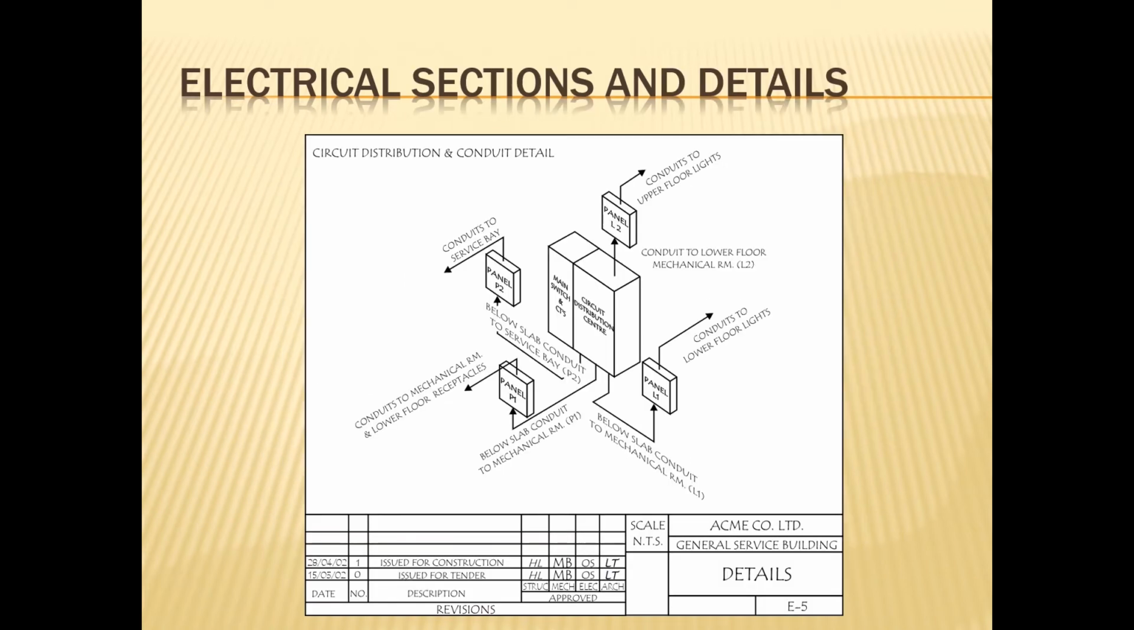For our electrical sections and details, we have a riser diagram, which is also a type of single line diagram. And this will give us certain details such as interconnectivity, as well as conduit size, as well as wire size, and any labeling that we need to know for our layout.